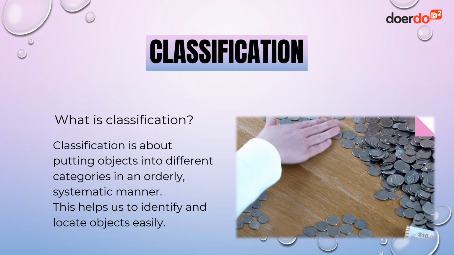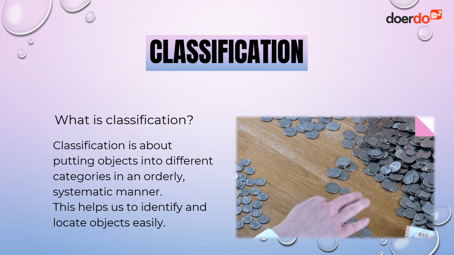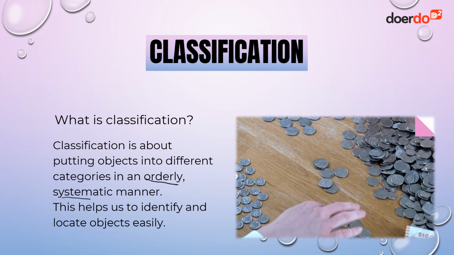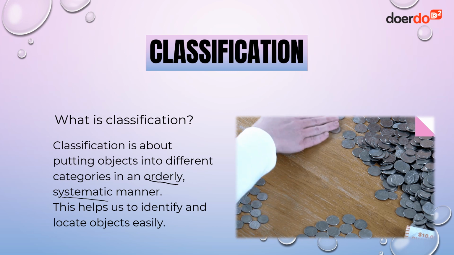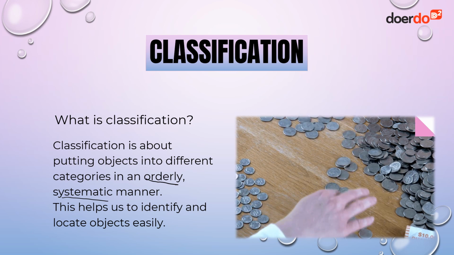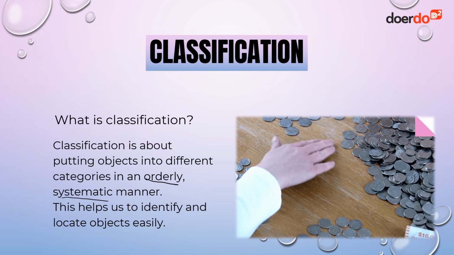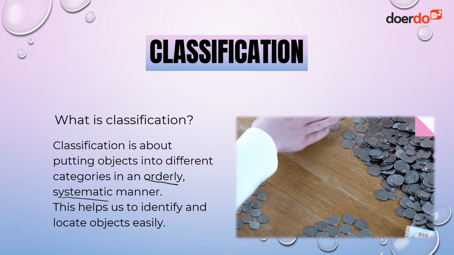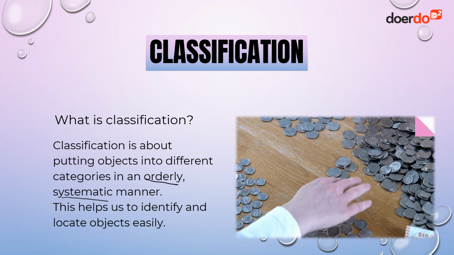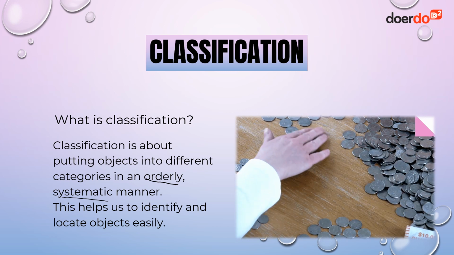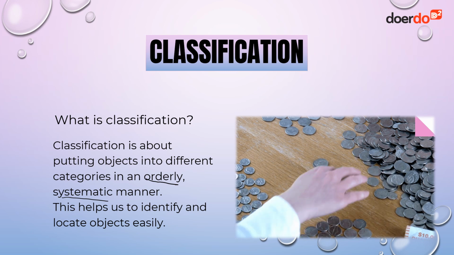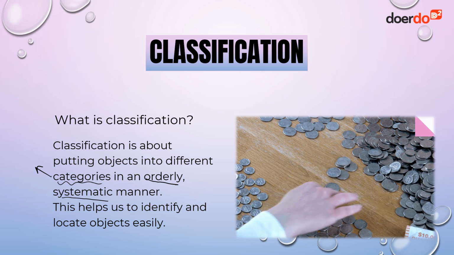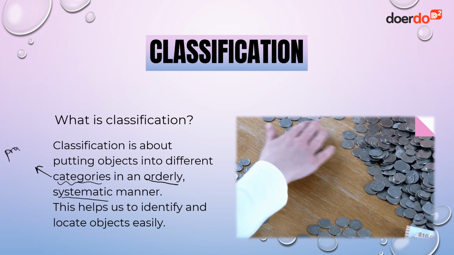Classification is about putting objects into different categories in an orderly and systematic manner. Okay? This will help us to identify and locate our objects easily. So why do we want to do that? This will allow us to find and locate the items that we group or separate based on their properties. So how do we separate them? We normally split them by their properties.